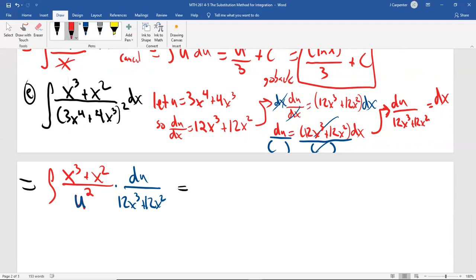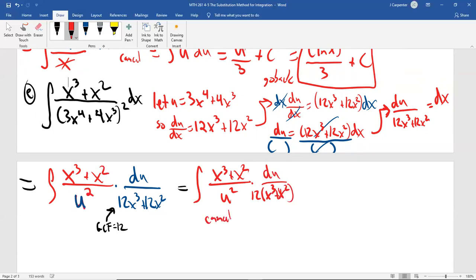Okay, so x cubed plus x squared in the top, 12x cubed plus 12x squared in the bottom, they don't cancel each other out. The x's don't cancel, do they? Not yet. But what you can note is, in this bottom here, there's a GCF of 12. Pop that out and see what happens. So we get the integral of x cubed plus x squared over u squared times du over 12 times x cubed plus x squared. Now they cancel.